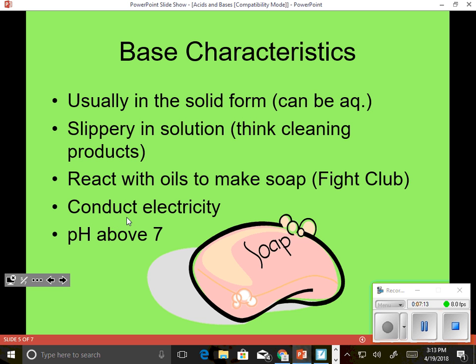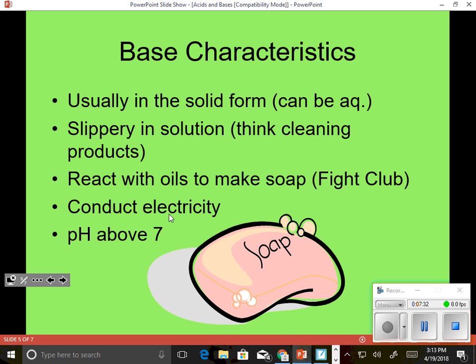Bases are often found in batteries as well. They also conduct electricity. When I talk about acids and bases being able to conduct electricity, a solution that has ions can conduct electricity. So it can even be things that aren't acids and bases. It's just one of the properties that are often brought up dealing with bases.